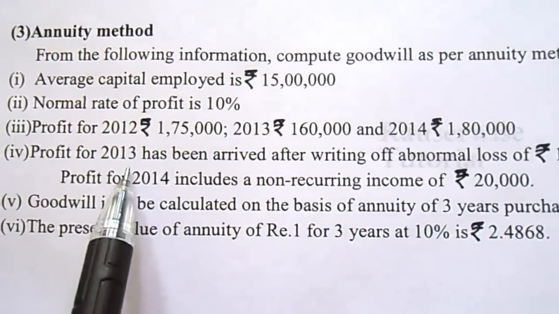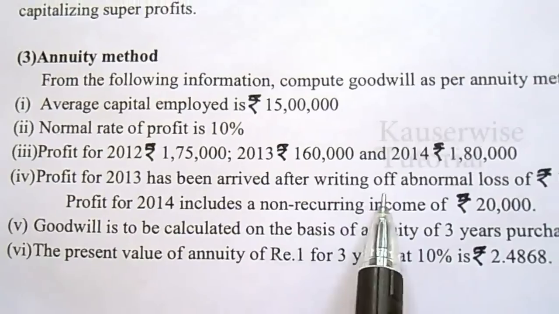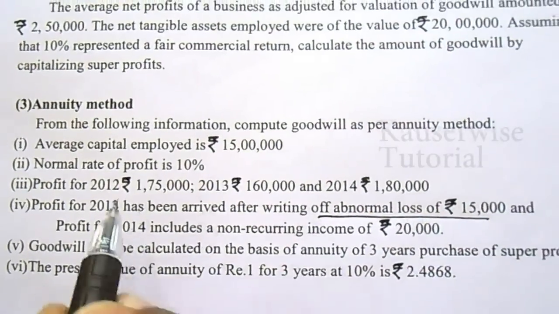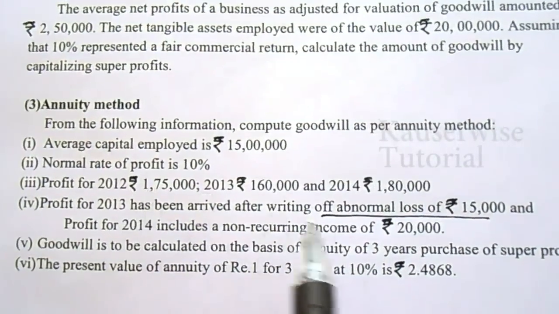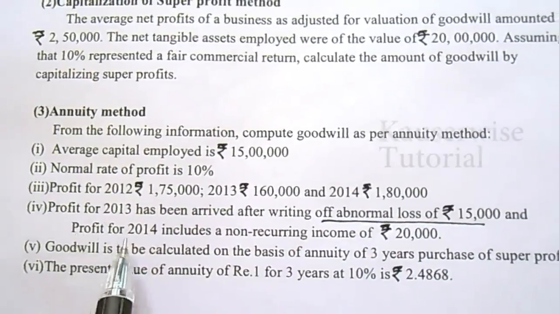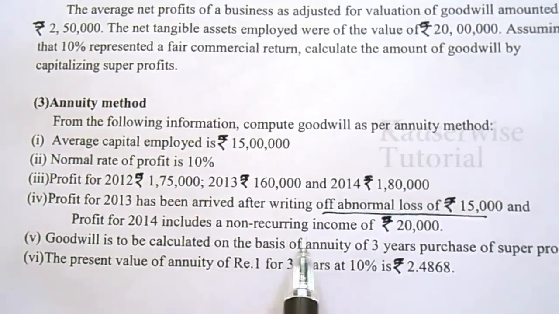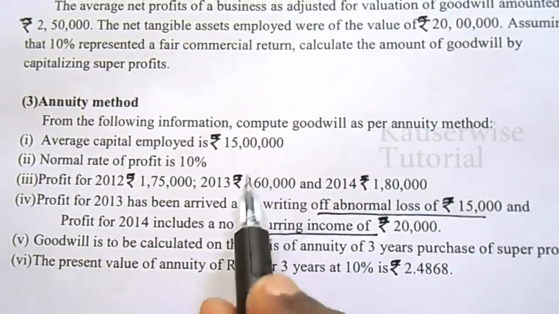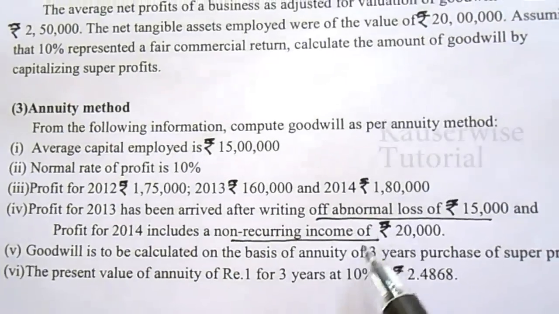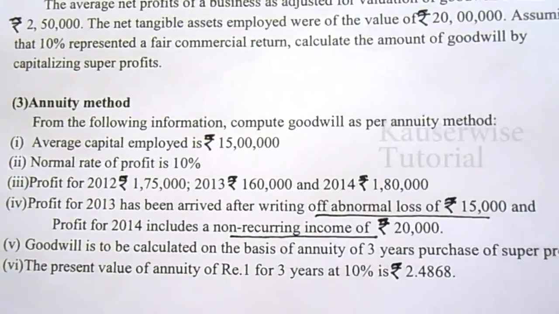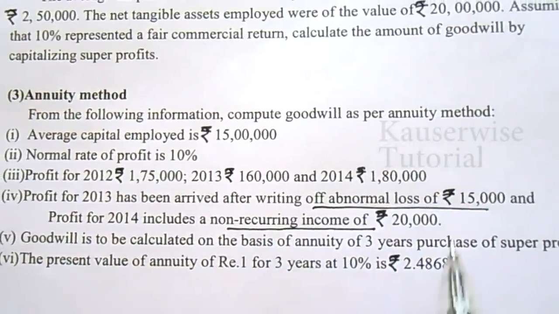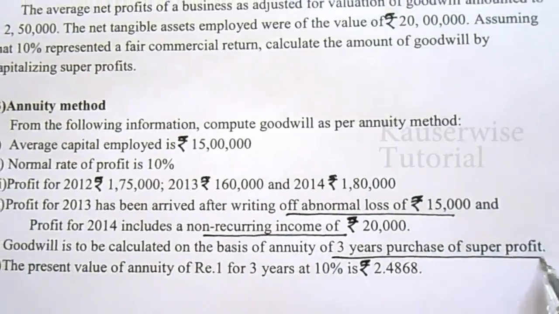Profit for 2013 has been arrived after writing off abnormal loss. See, if there is any abnormal loss, that will be added back along with the net profit. Then 2014 includes a non-recurring income. If there is any non-recurring income, it will be subtracted from the total income. After doing this adjustment, you can find out the average profit. Then goodwill is to be calculated on the basis of 3 years purchase of super profit.